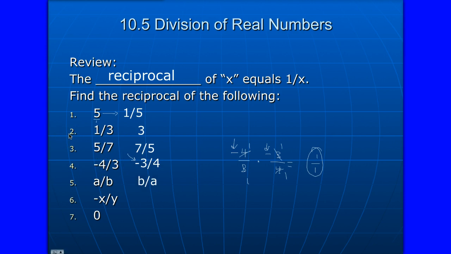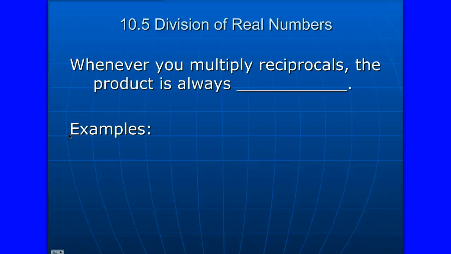Number 5, you just flip that. Number 6, you flip that. And 8 does not have a reciprocal because you can't multiply 0 times something and end up with 1. So that's the solution there.